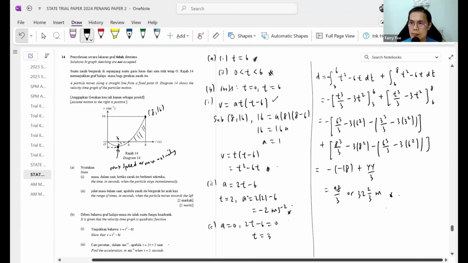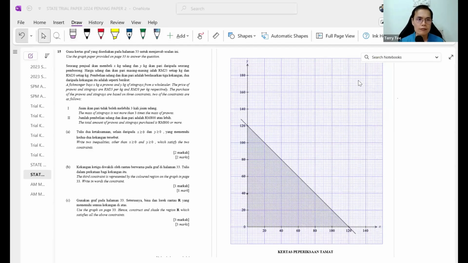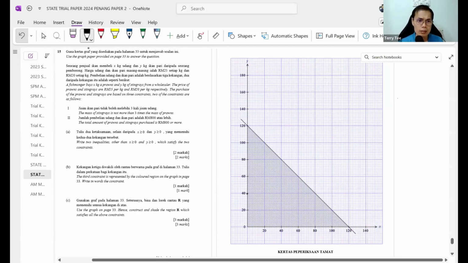Okay, last question from this paper. Question 15. A fishmonger buys x kg of prawn and y kg of stingray from a wholesaler. The prices of prawn and stingray are 25 and 20. The purchase of the prawns and stingray is based on the following constraints. Two constraints are given as follows.